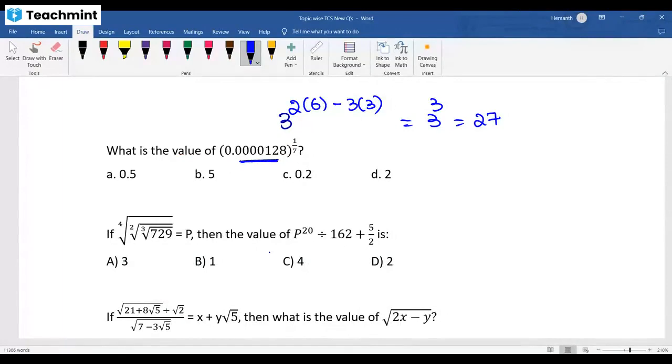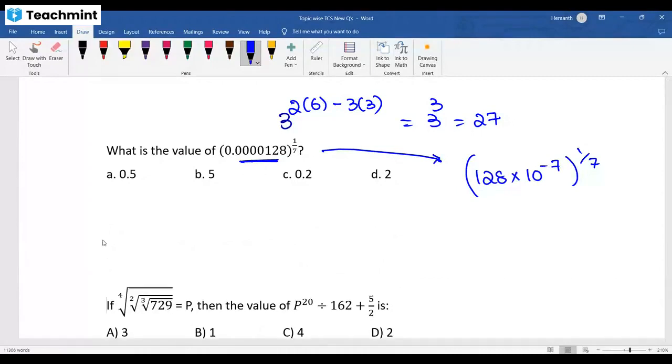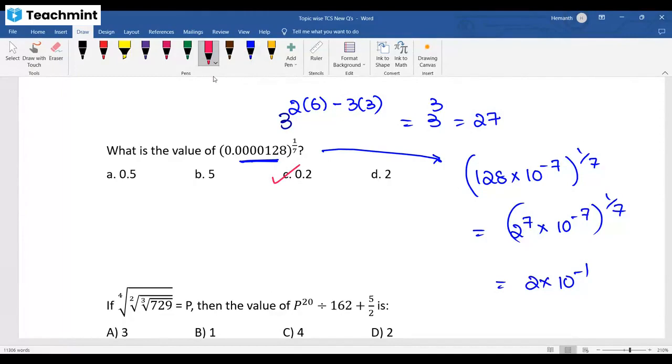128 is 2 power 7. Okay. How can you write that expression as 0.1? We have 7 decimals, right? So 128 into 10 power minus 7. 128 is nothing but 2 power 7. So 2 power 7 into 10 power minus 7, whole power 1 by 7, will give 2 into 10 power minus 1. Means 2 by 10, which is 0.2.